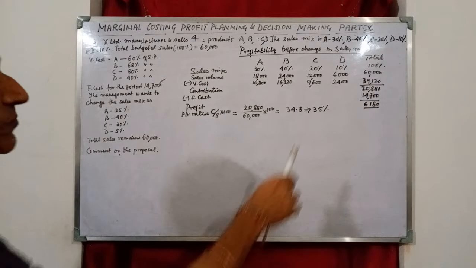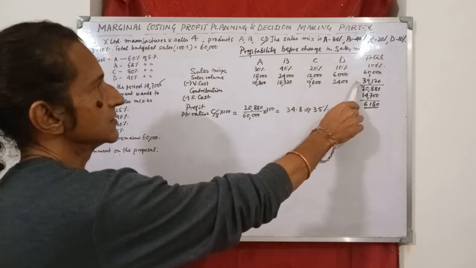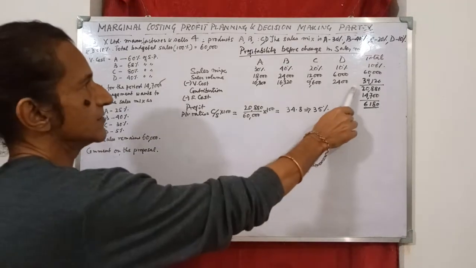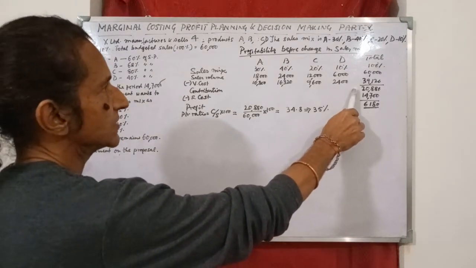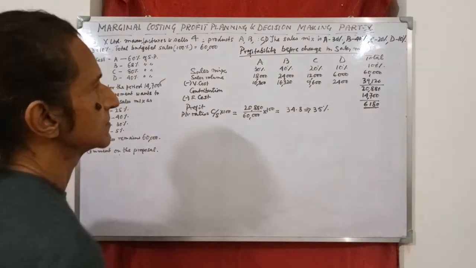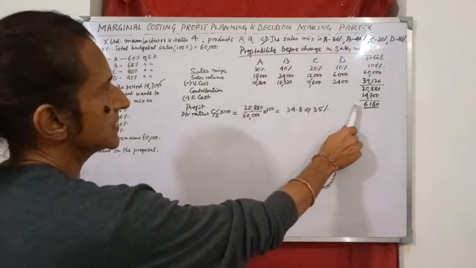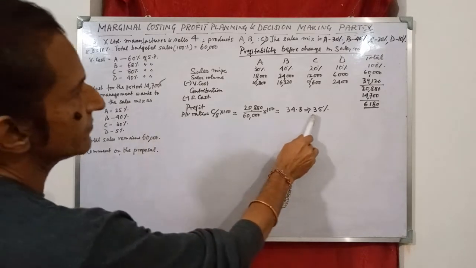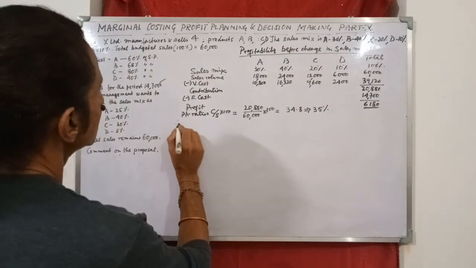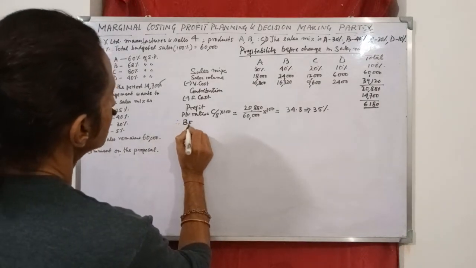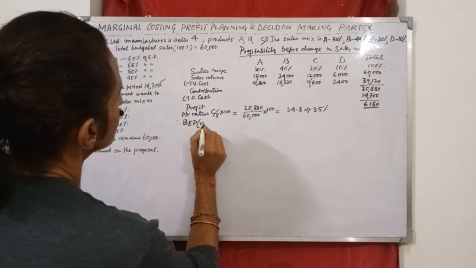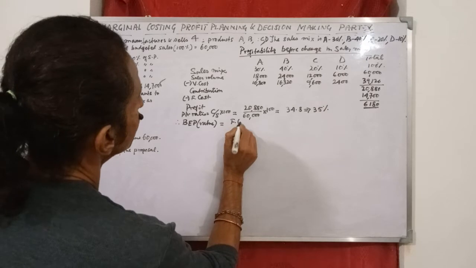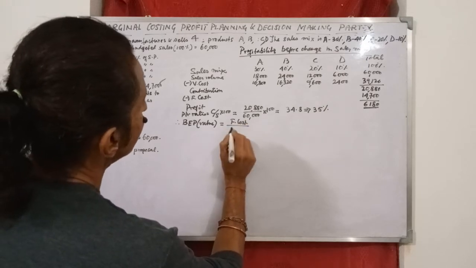So from sales we have deducted the total variable cost. So we have found out the total contribution. From total contribution we have deducted the total fixed cost. We have found out the profit 6,180. And PV ratio is 35%. Therefore, BEP, that is BEP in value, is equal to fixed cost divided by PV ratio.